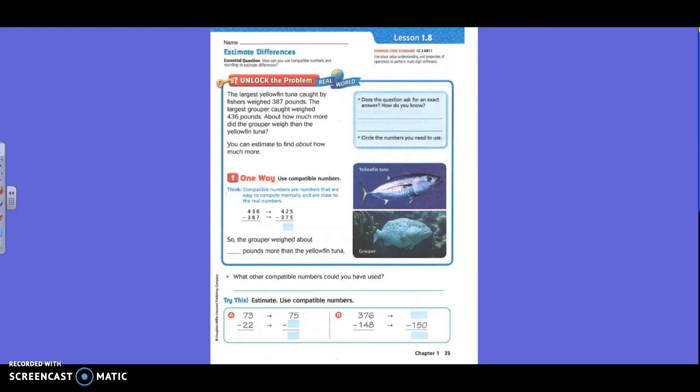Okay, first question. When we say you can estimate, remember, estimate means about. Estimate to find about how much more.